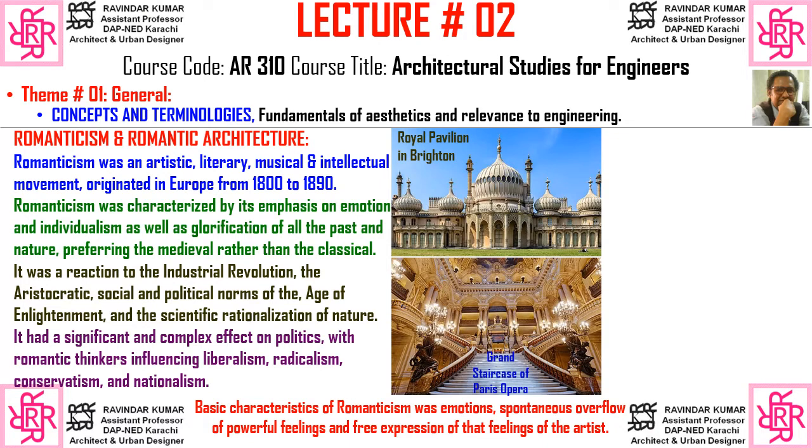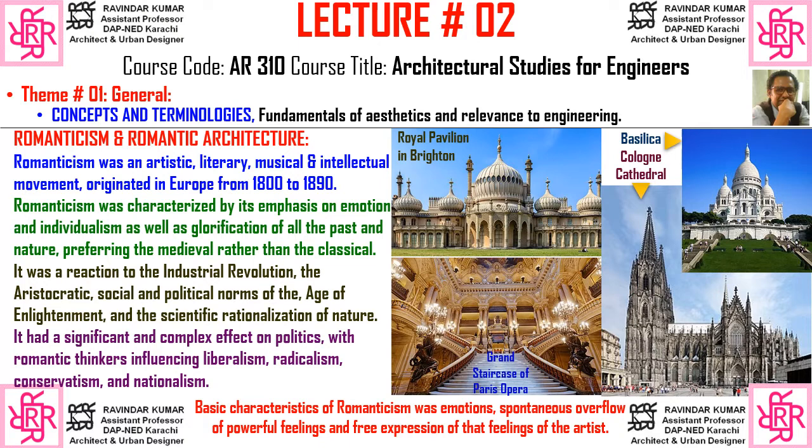This is another example, the grand staircase of the Paris Opera, where you find a huge and gigantic scale of space. Here you see a basilica and a cathedral in Cologne. If you see the building and its background and context, you find that there is a jewel presented in front of us. So romantic architecture is like an individual's expression of the form and the materials used.